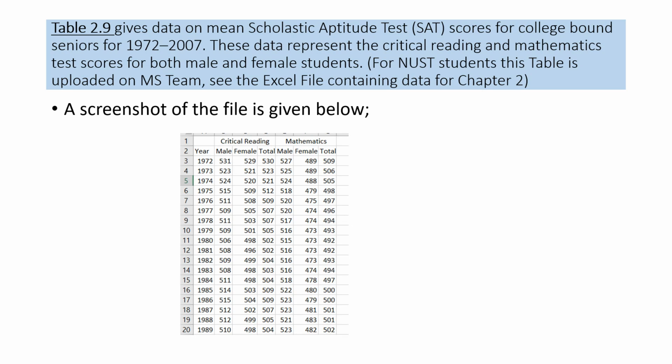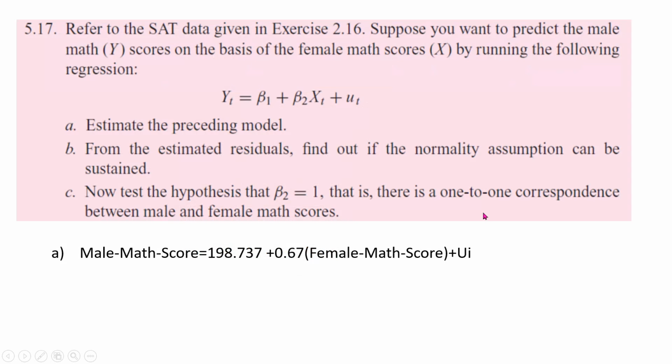So next we are going to discuss data given in table 2.9. For this data, I have shared this for my NAS student on MS Team. For the general viewers, you can write me an email and I can share this data set with you, or you can simply download the book and go to chapter 2, and in table 2.9 you have all this data. So we have data on mean SAT scores of college students, and this is just a screenshot of that file, that is table 2.9.